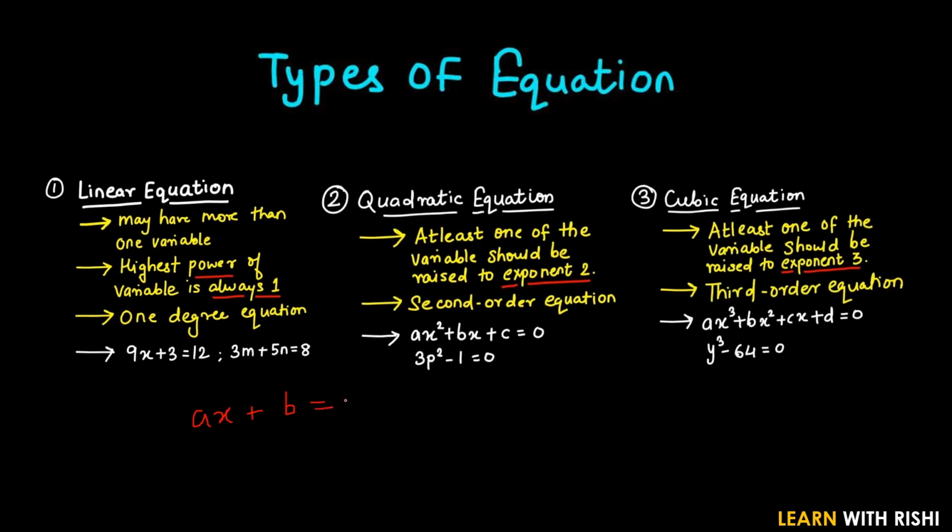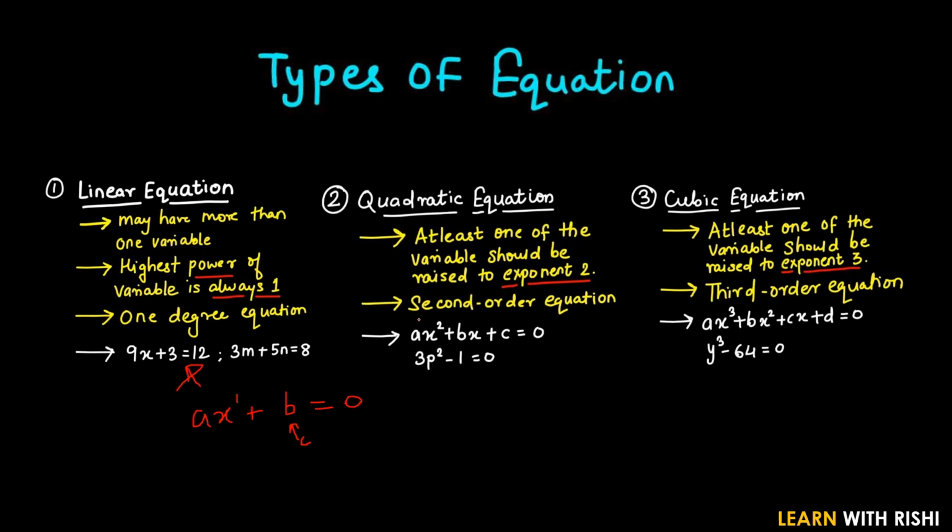Okay. So here my b becomes the constant. X is my variable, a is my coefficient. And the variable x should have the highest power 1. So this is a general equation of a linear equation.